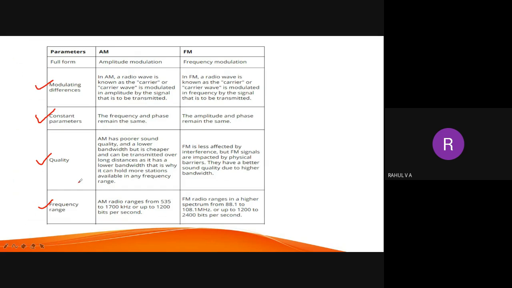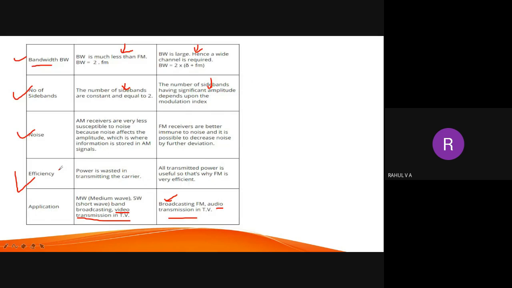Then quality, FM is better in quality. Noise also, FM is better. Efficiency also, FM is better. But when it comes to distance, AM is better. That's it. Okay. Number of sidebands you can write. So that is one of the questions they will usually be asking for 4 marks. Okay. Compulsory question.